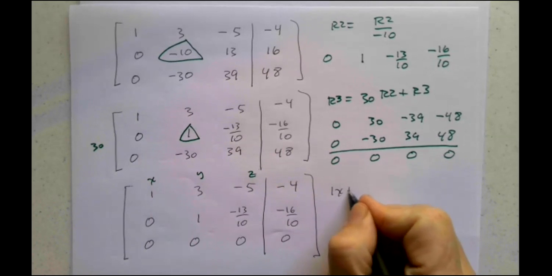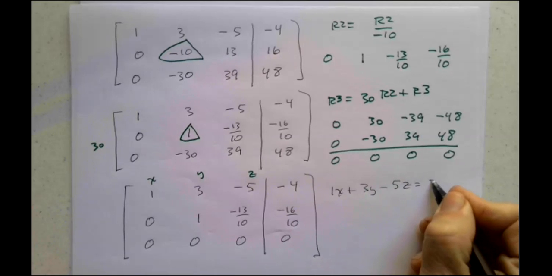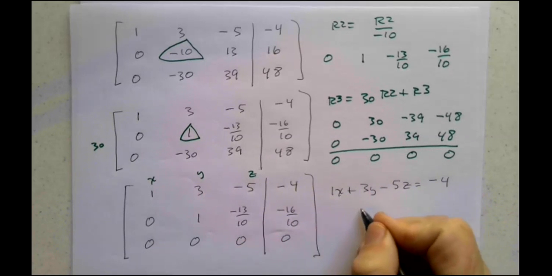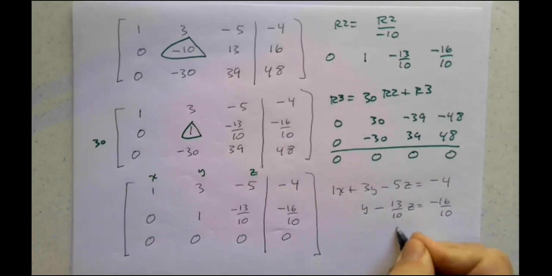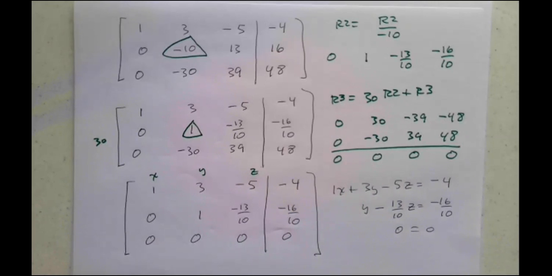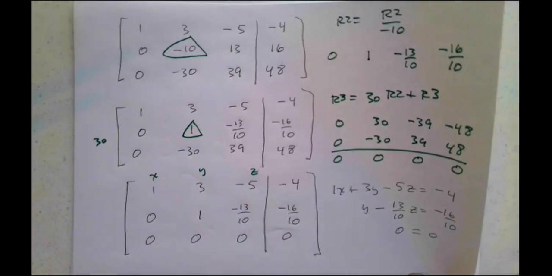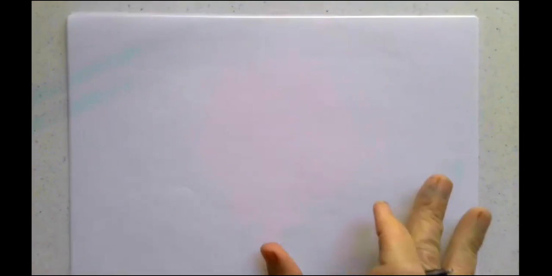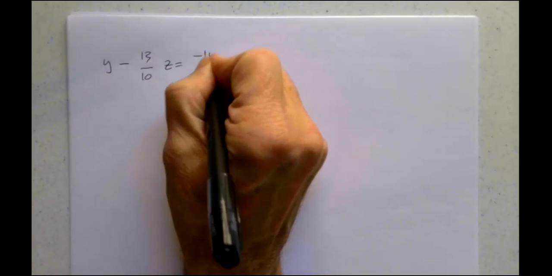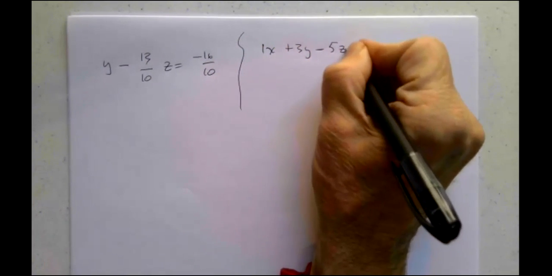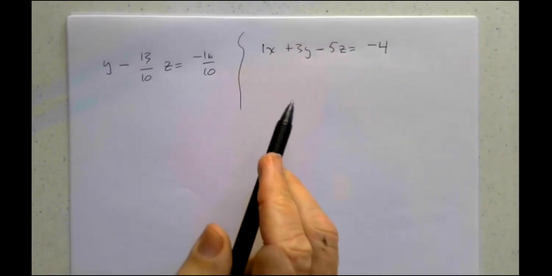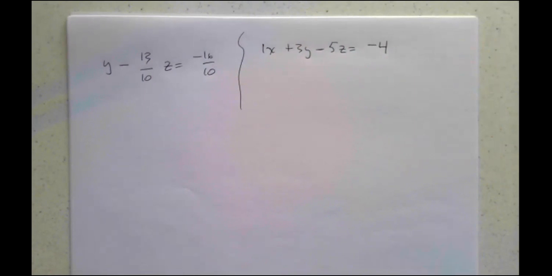My first equation is 1x plus 3y minus 5z equals negative 4. And my second equation is 1y minus 13/10 z equals negative 16/10. And my last equation is just 0 equals 0. So my goal was to express the solution in parametric form and also to find two solutions. So let's look at this. I'm going to write my equations with the y one first this time. y minus 13/10 z equals negative 16/10. And the first equation was 1x plus 3y minus 5z equals negative 4. Well, what can I say? I'm going to let z equal t.